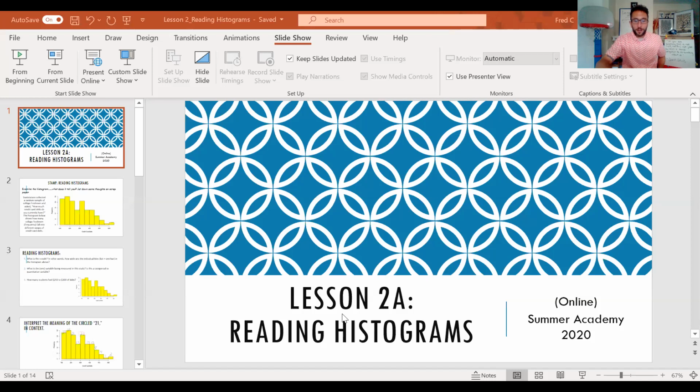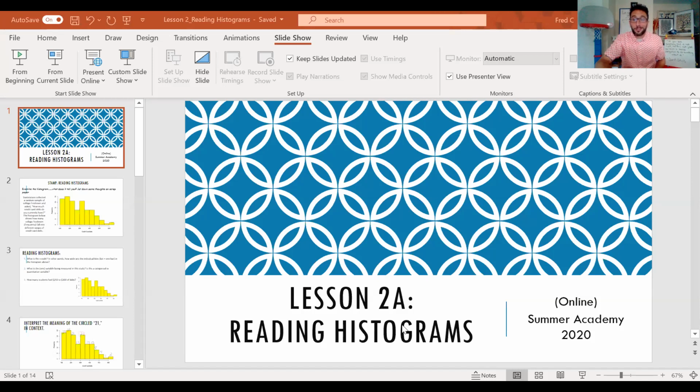So lesson 2 here, we're going to split into 2 parts. One, we're going to look at reading histograms, and then in the next video, to keep them short, we'll look at creating histograms. First, in Google Classroom, there's a Word doc that has all these same questions. If you have a printer, you can print it out and take all your notes on it.